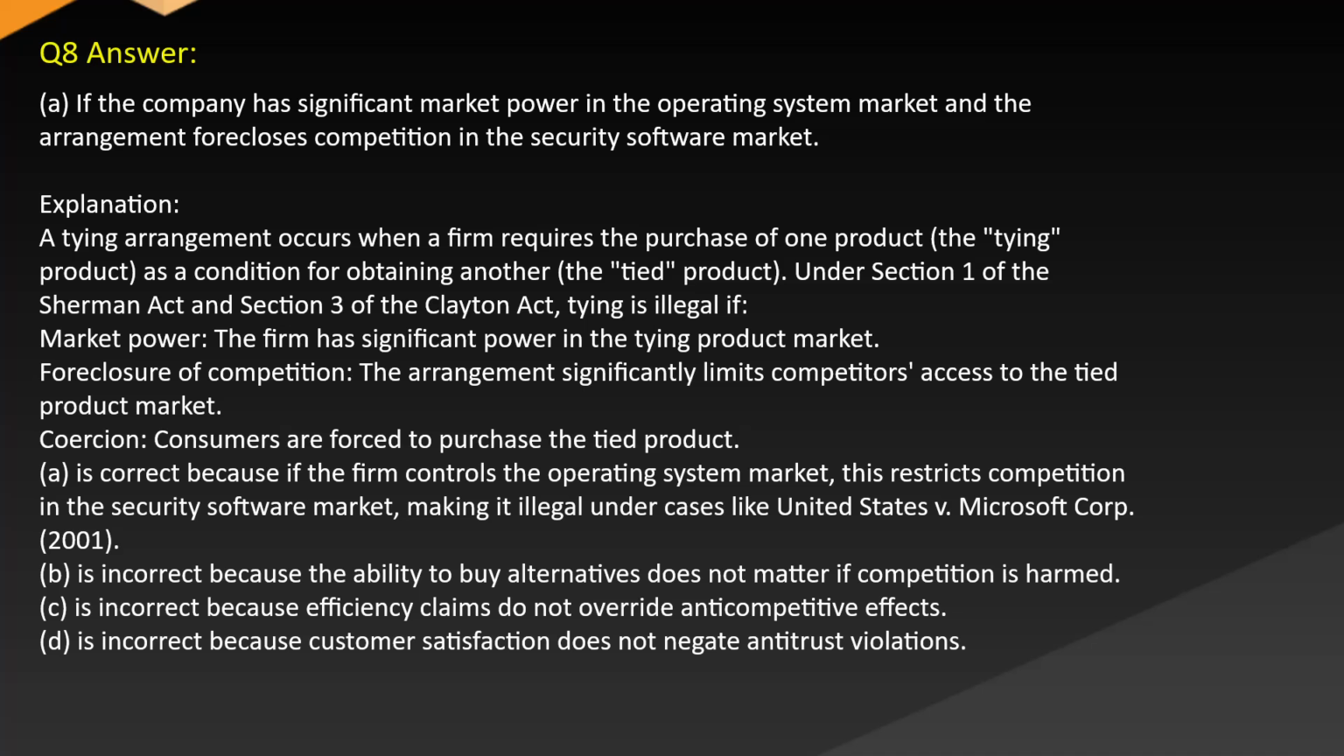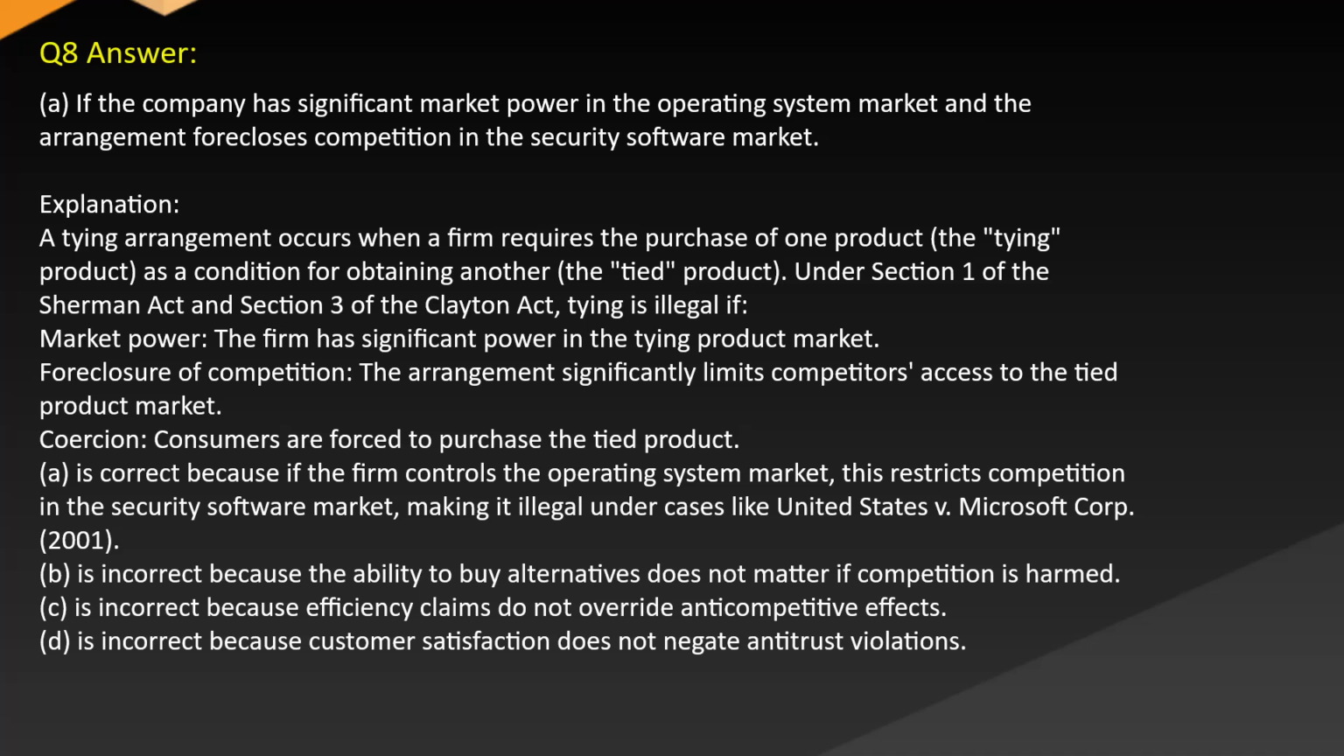Answer A. If the company has significant market power in the operating system market and the arrangement forecloses competition in the security software market. Explanation. A tying arrangement occurs when a firm requires the purchase of one product, the tying product, as a condition for obtaining another, the tied product. Under Section 1 of the Sherman Act and Section 3 of the Clayton Act, tying is illegal if: market power, the firm has significant power in the tying product market; foreclosure of competition, the arrangement significantly limits competitors' access to the tied product market; and coercion, consumers are forced to purchase the tied product.